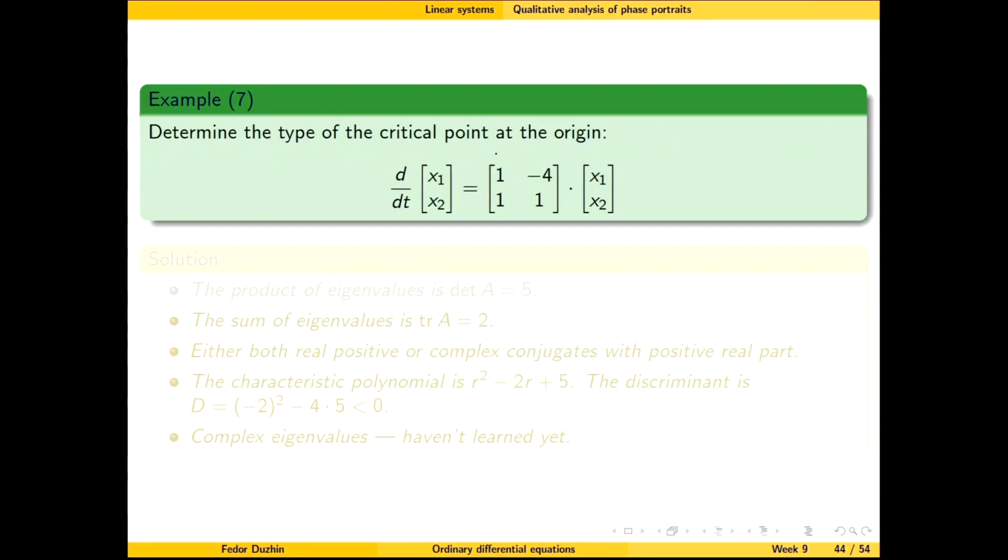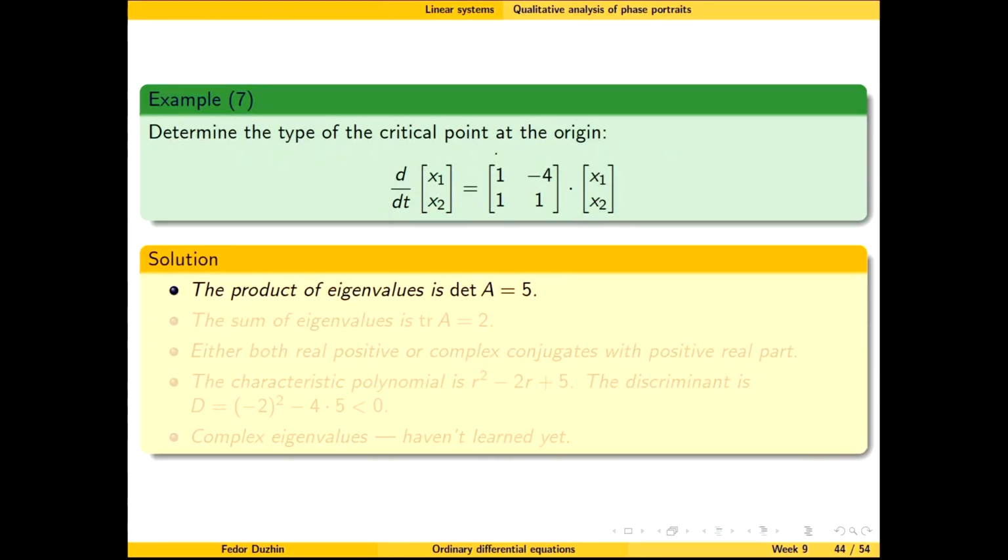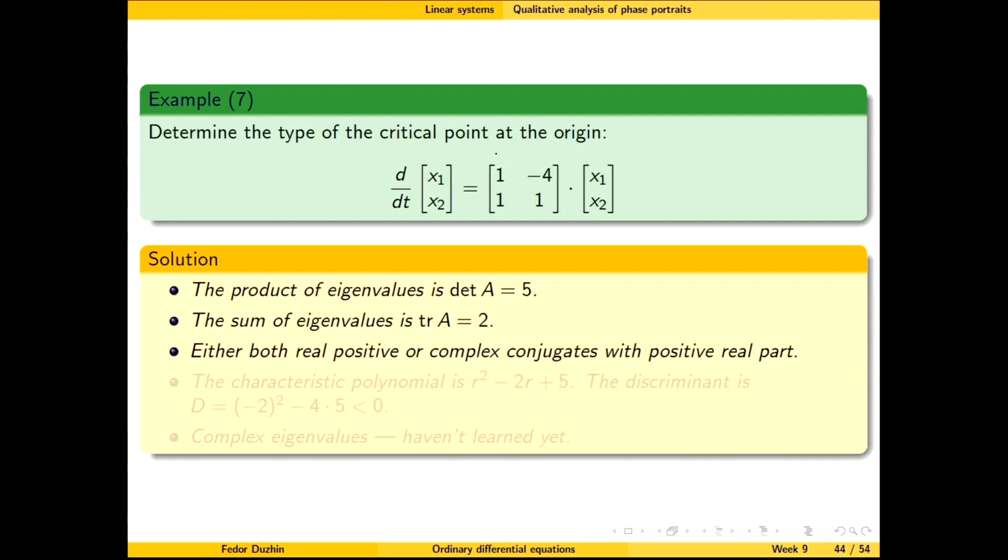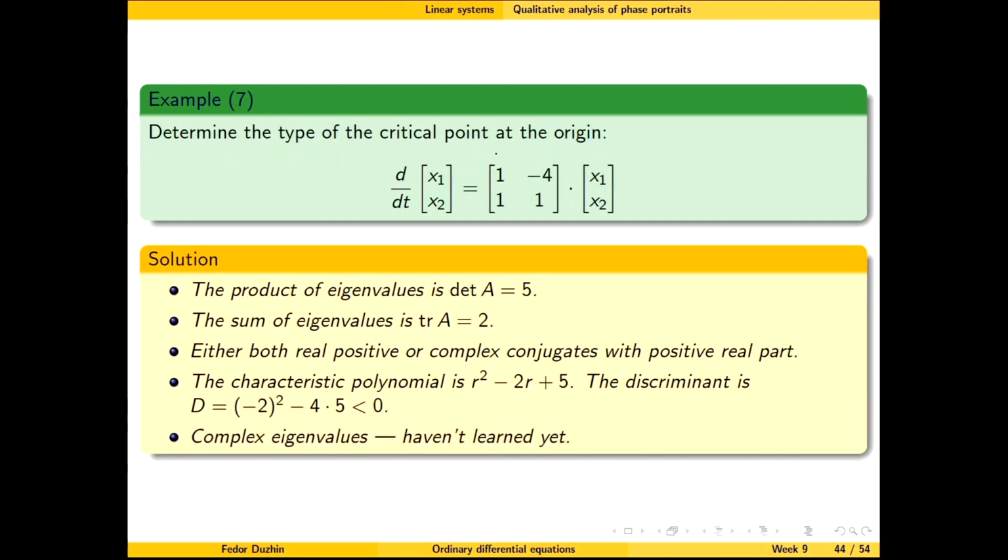So here is one more example. The product of the eigenvalues is 5, right? 1 plus 4 is 5. The sum of the eigenvalues is 2. Which means that they could be two positive numbers or two complex conjugate numbers with positive real part. But then the characteristic polynomial is r squared minus the trace times r plus the determinant of A. So the discriminant of the characteristic polynomial is negative here, so therefore the eigenvalues are going to be complex, and we don't know what to do in this case yet. Next week we are going to learn.